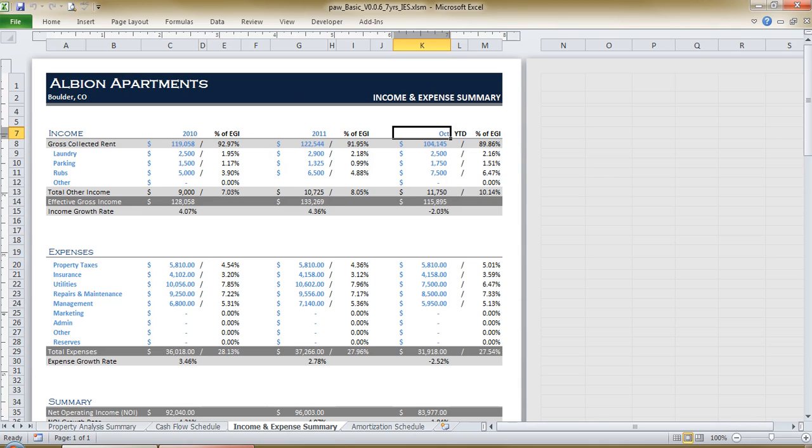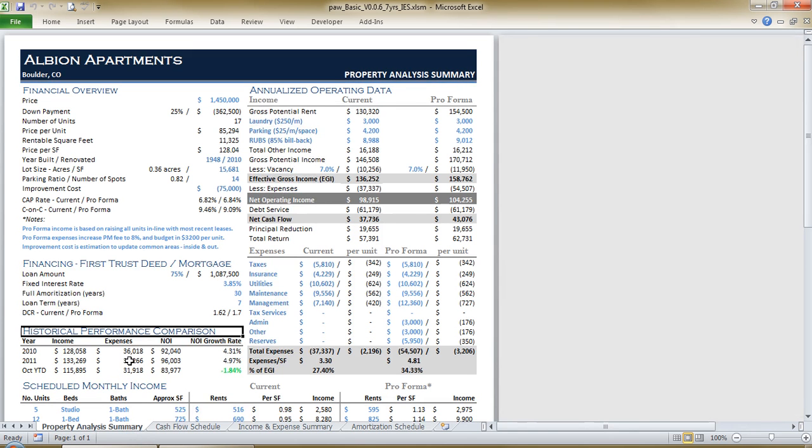So let's say we're looking to buy this property. We get his year to date, we get his 2010 and 11 income expense statements. We put it in here, and then it gives us a summary here: 10 income, 10, 11, and year to date as of October. So we have all the income, all the expenses, then it'll show you the NOI, and then it calculates an NOI growth rate, which we think is kind of interesting.